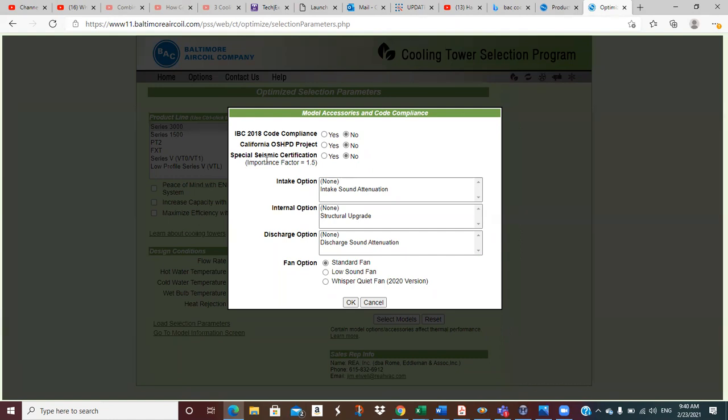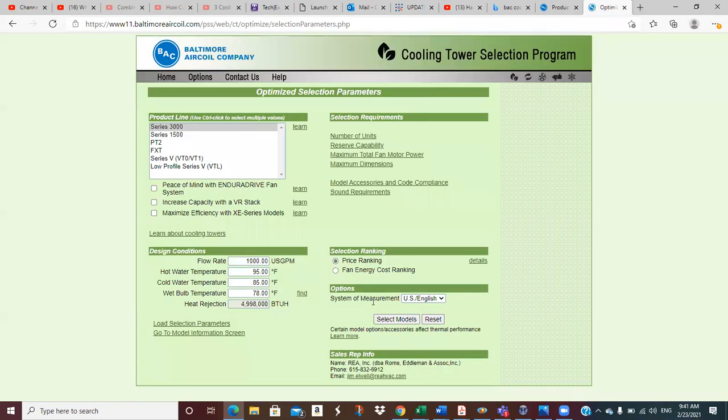And then special seismic certification. If you're in an earthquake zone, you would be concerned with that. And then these are options. You can click on this if you're worried about intake sound attenuation, structural upgrade, or discharge sound attenuation. And you got fan options, standard, low sound, whisper quiet. So if it's a very sensitive noise situation, you might want to select some of that. So anyway, you've got all of that stuff.